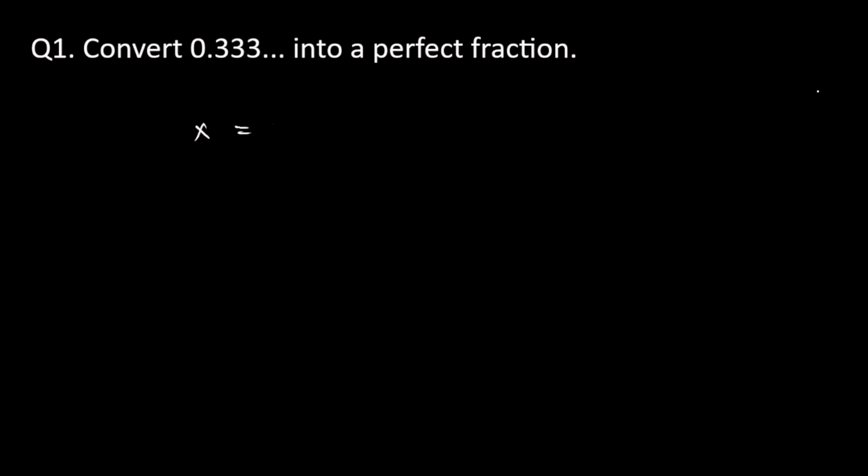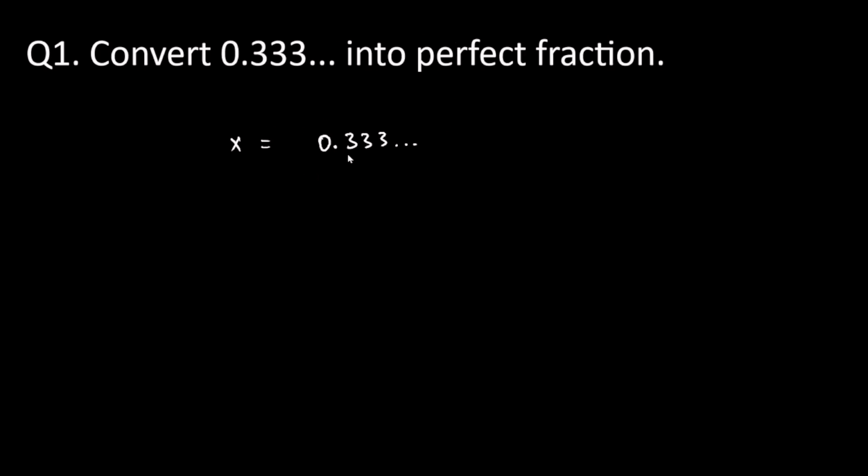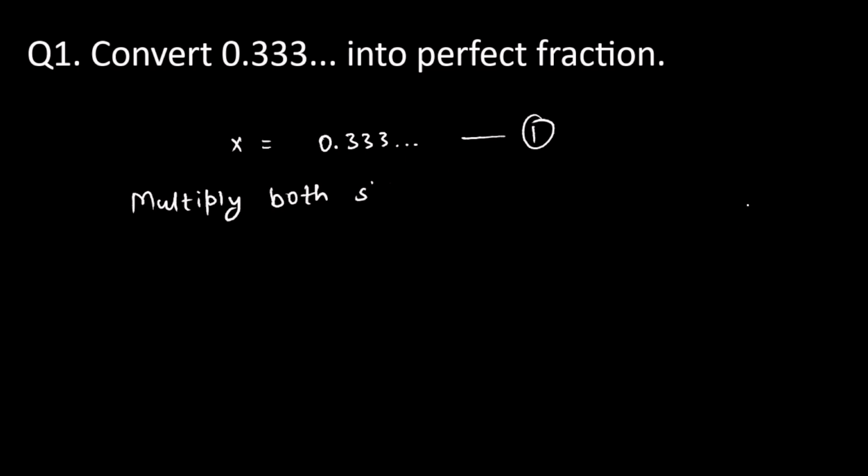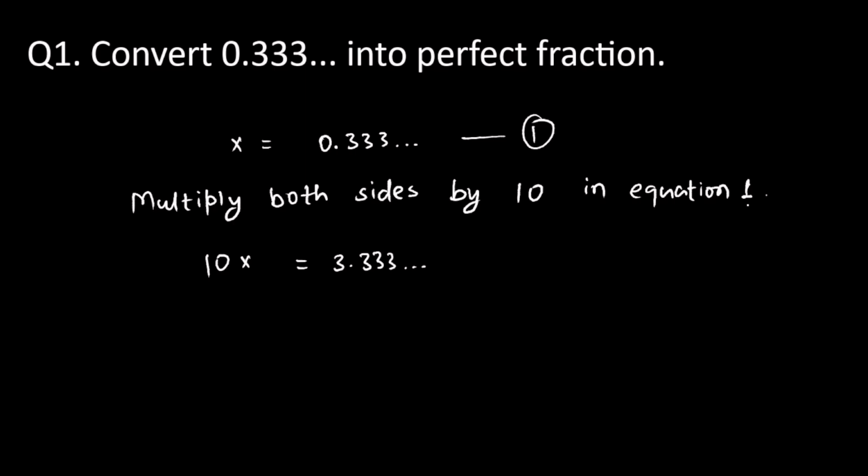Let's start by declaring our number as a variable x. Look at this. There is a repeating 3 right after the decimal point. So we label it equation 1. Here, just one digit is repeating after the decimal point. So we multiply both sides by 10 to shift the decimal one place to the right. So we have 10x is equal to 3.333 repeating. Look at this equation. We have repeating 3 right after the decimal point. So we label this equation 2.